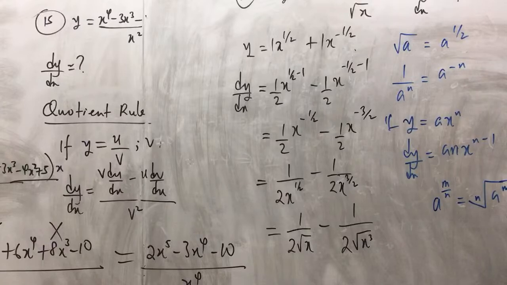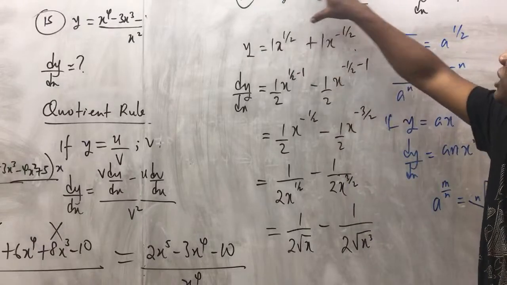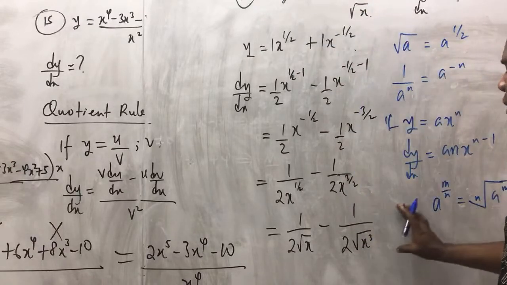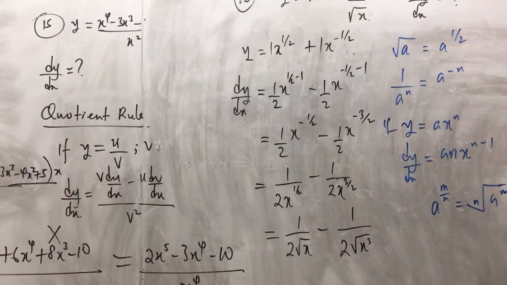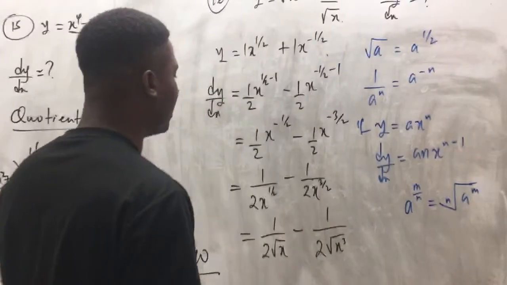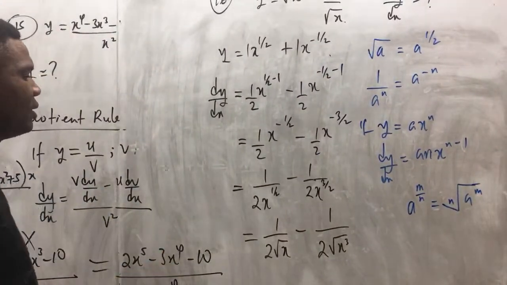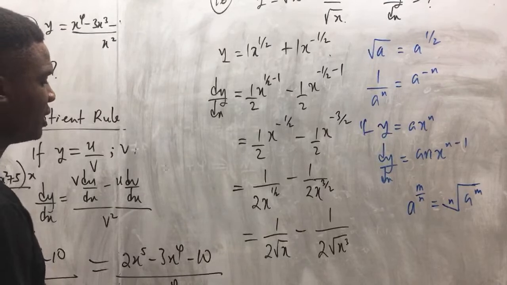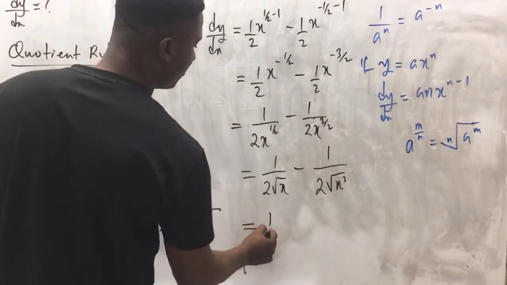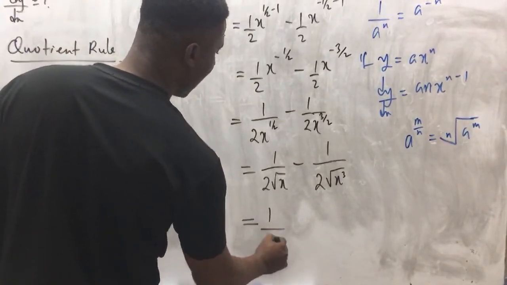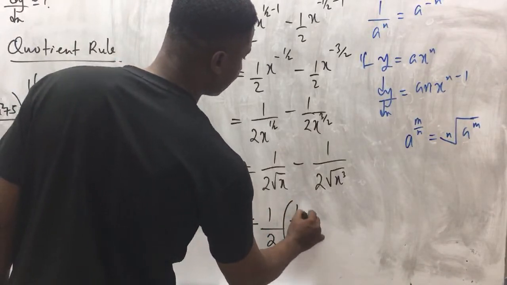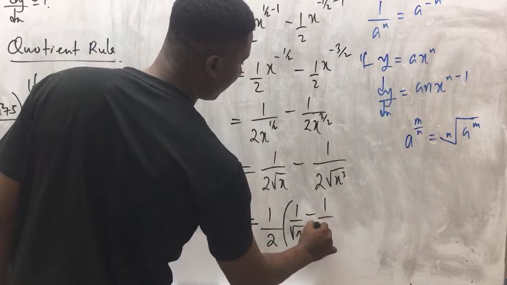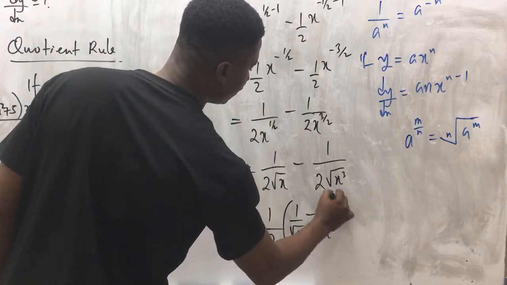Okay? So if you differentiate y, which is given as this, expressed as this, you would end up getting this result. And of course, every other thing is yours to do. It is simplification. Okay? So you can simplify to get a final result. If I want to simplify further, I could make this result look like this. Half in bracket 1 over square root of x minus 1 over square root of x cubed.